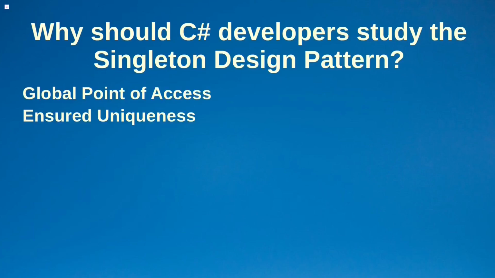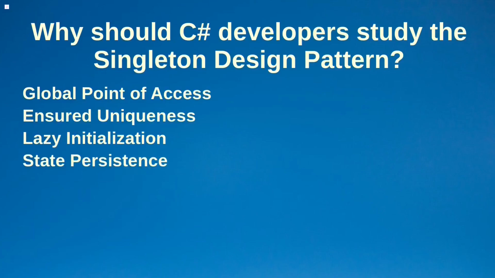Ensured uniqueness. For certain classes, having multiple instances can lead to undesirable behaviors or conflicts. Singleton ensures that there is only one instance of the class in the system, preserving consistency and preventing potential issues. Lazy initialization. Singleton in C# often employs lazy initialization, meaning the instance is created only when it is first requested. This can improve application startup time and resource utilization by deferring the creation of the instance until it's actually needed.